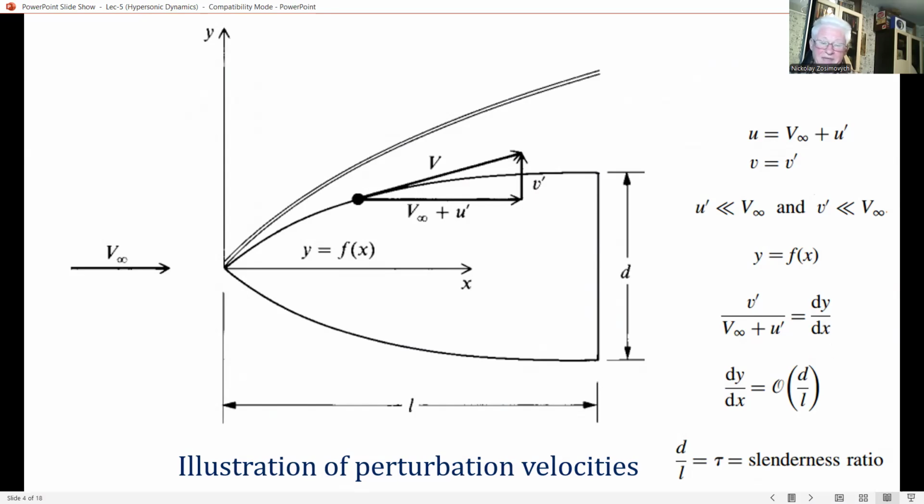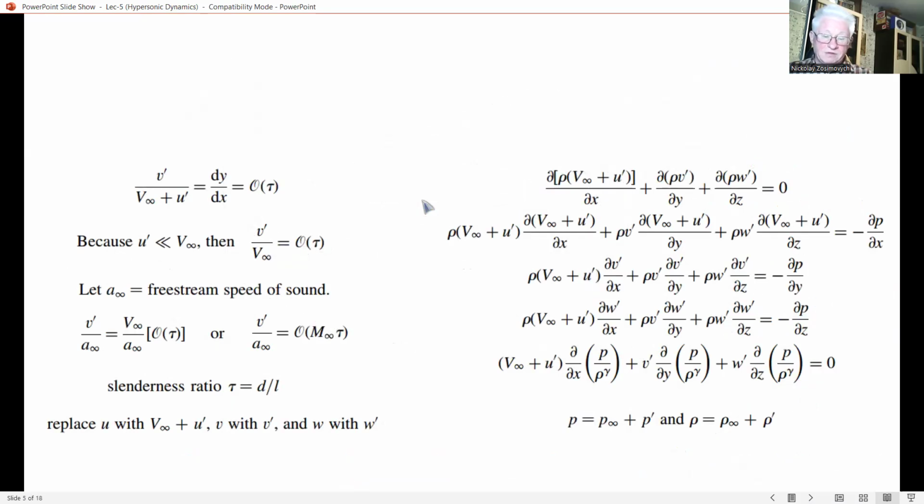However, examining our figure, we see that dy over dx may be written as the order of d over L. This symbol means order of. So let us define d over L as tau, our slenderness ratio. From our previous equation, we find that v-prime over V infinity plus u-prime, which is dy over dx, is of the order of tau.